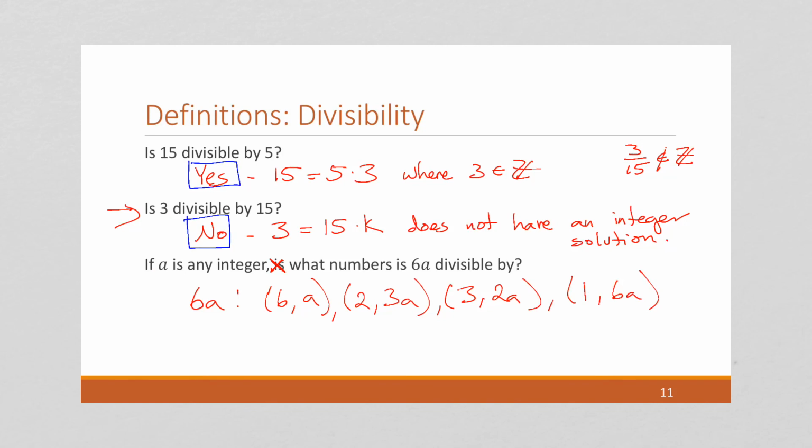So what that means is any of these, we could say 6a is divisible by 3. All right, looking at this one right here, because 6a equals 3 times what? Well, 2a. And we know a is an integer, so this is an integer under integer closure.